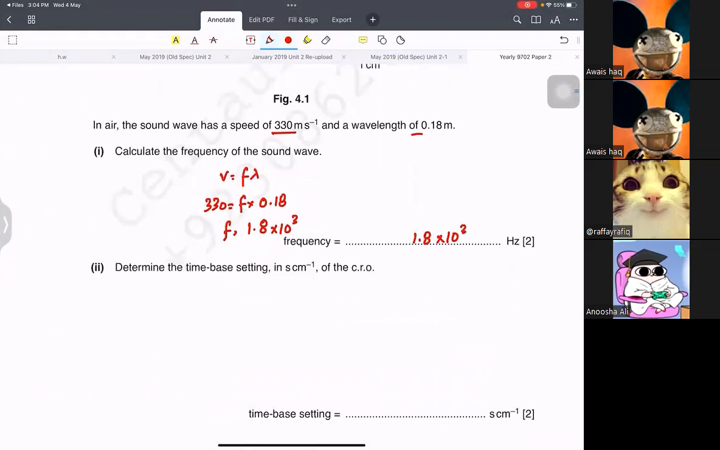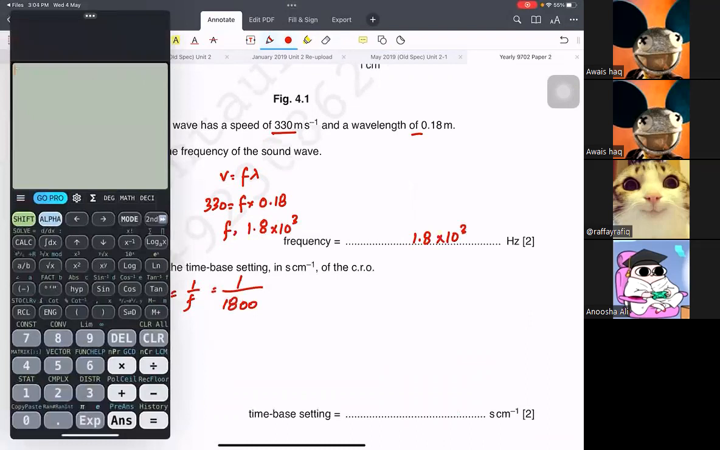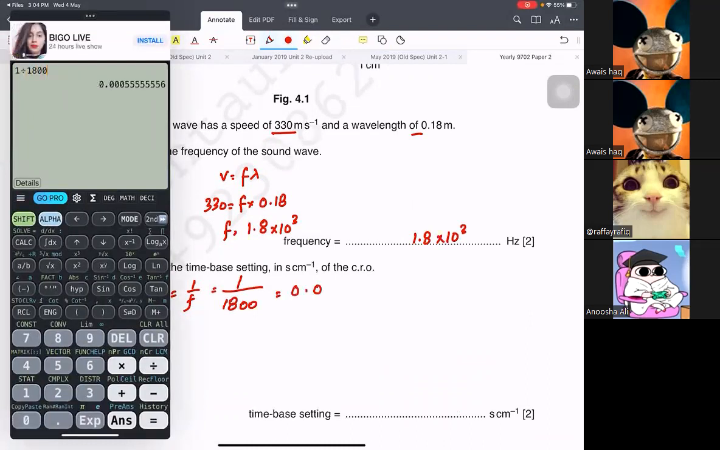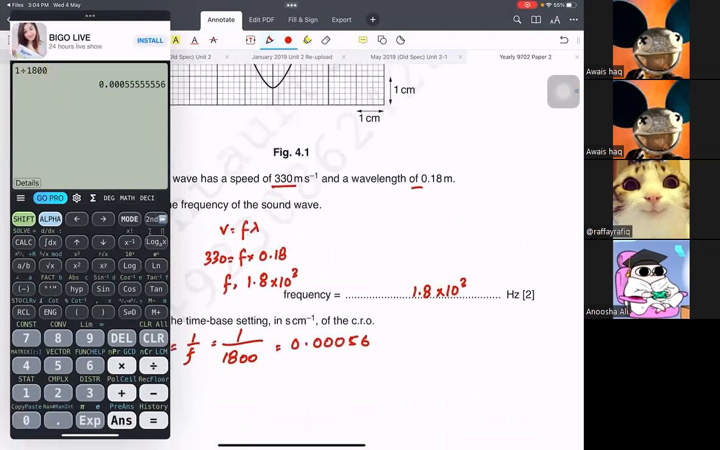It says determine the time base setting. Okay, so first of all, I would like to find the time period. So time period is 1 upon frequency. So I'm going to divide 1 by this 1800. So it is 0.00055, 6. Okay, so this is the time period.